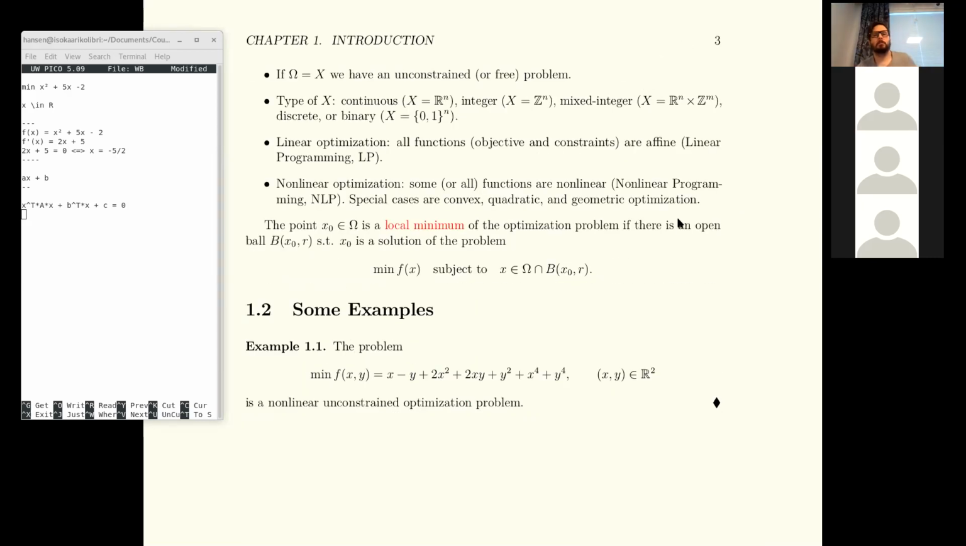So here are some examples. Here's an example of a fourth degree polynomial, x minus y plus 2x squared plus so forth and so forth. We have to find the minimum of this. It's a nonlinear, unconstrained optimization problem. It's not easy to solve, actually. We can try to solve this by hand, and I'm just not going to do that now. I'll show you towards the end of this course it's relatively easy. We can do it with software and MATLAB and so forth.